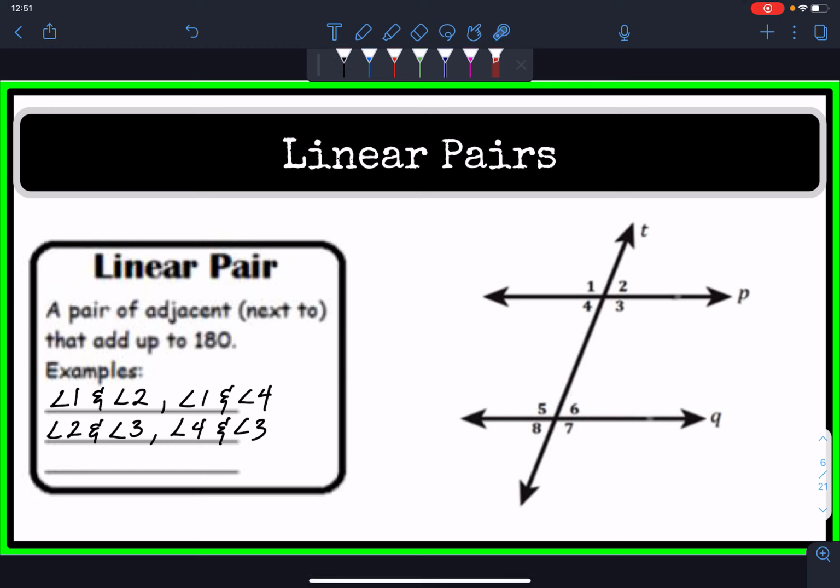And then the same thing again down here. These two angles, 5 and 8, 6 and 7, 3 and 6, and then 8 and 7. All examples of linear pairs.